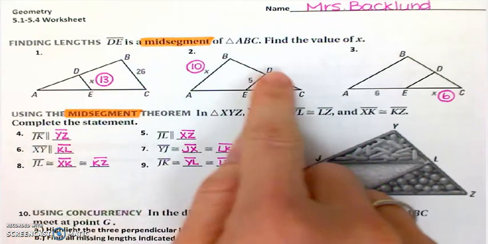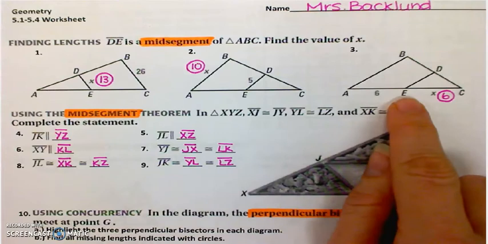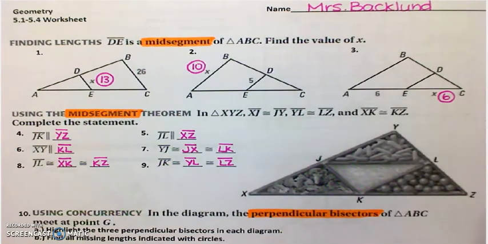Mid-segments are always half the length of the side that's opposite. Since E is a midpoint, that's how we make a mid-segment, those two would be equal. On these, you should know that each mid-segment is parallel to the side that it's not joined to.